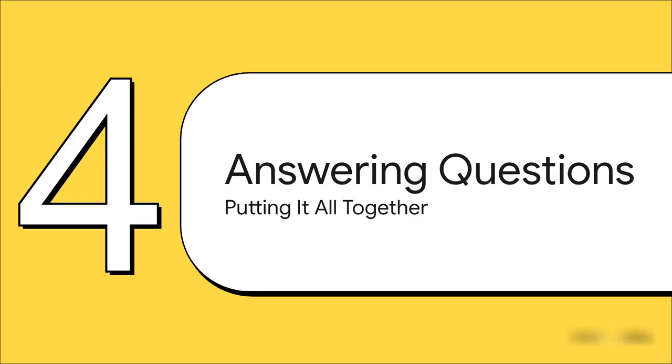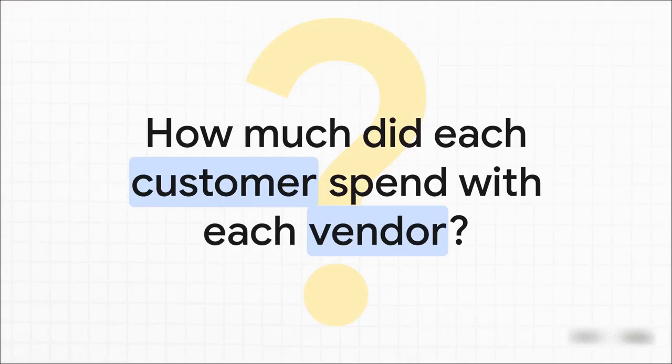Okay, so we've got the basic tools down. Let's ramp it up a notch and tackle a question that's a lot more like what you'd get asked in the real world. So, how much did each customer spend with each vendor? To figure this out, we can't just use one table. We're going to have to bring information together from a few different places: customer info, vendor info, and the purchases themselves. And then we can summarize.